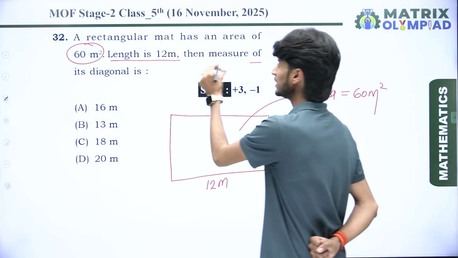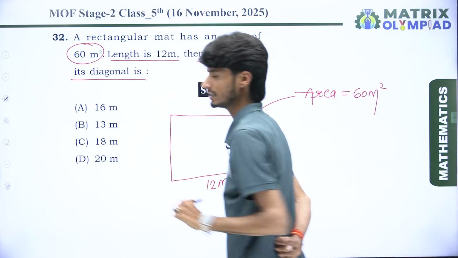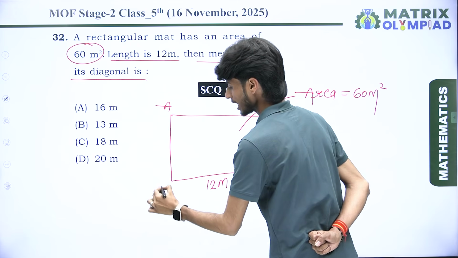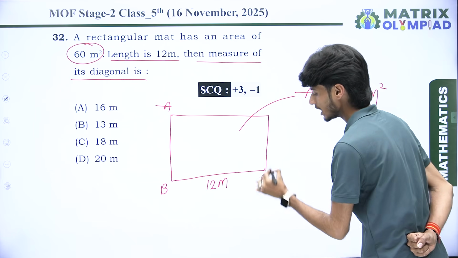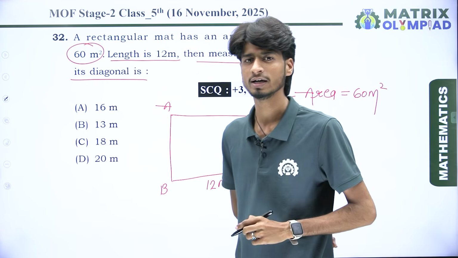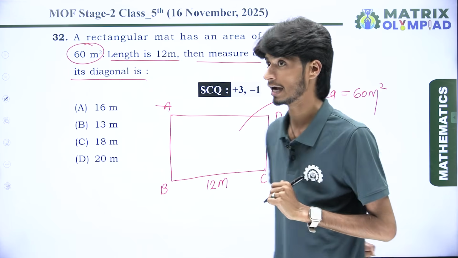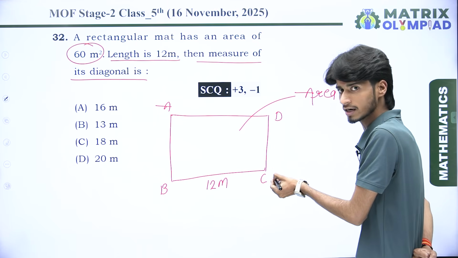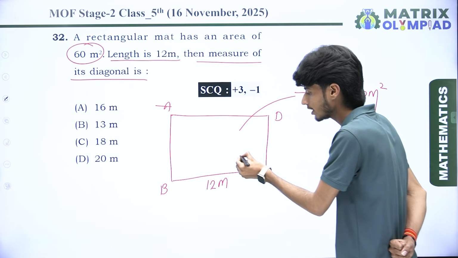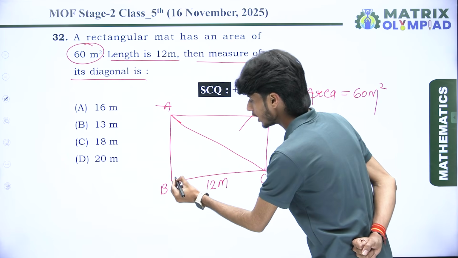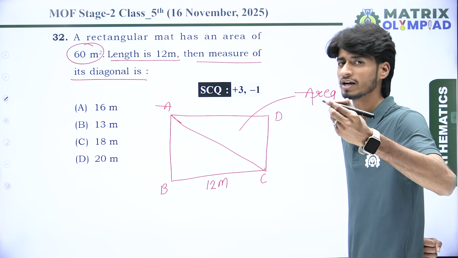Fine. Then the measure of its diagonal is. Look, the line segment that joins the opposite corners of a rectangle or of a polygon is known as a diagonal. That means, which is the opposite corner for corner C? The opposite corner for C is A, and the opposite corner for B is corner D.